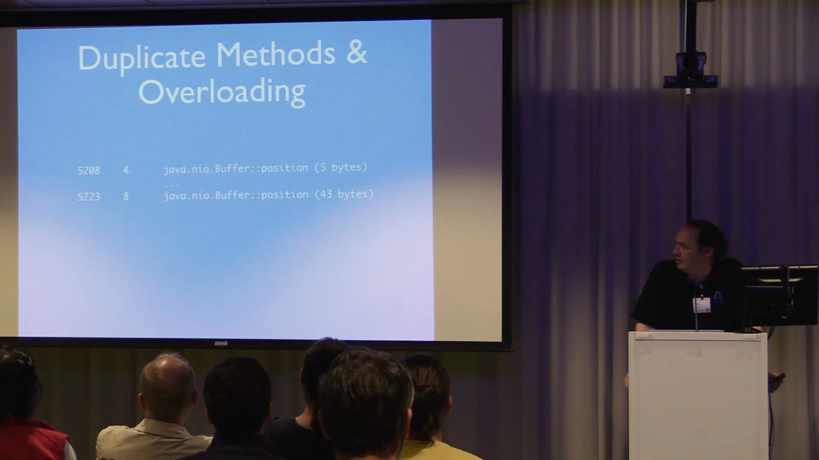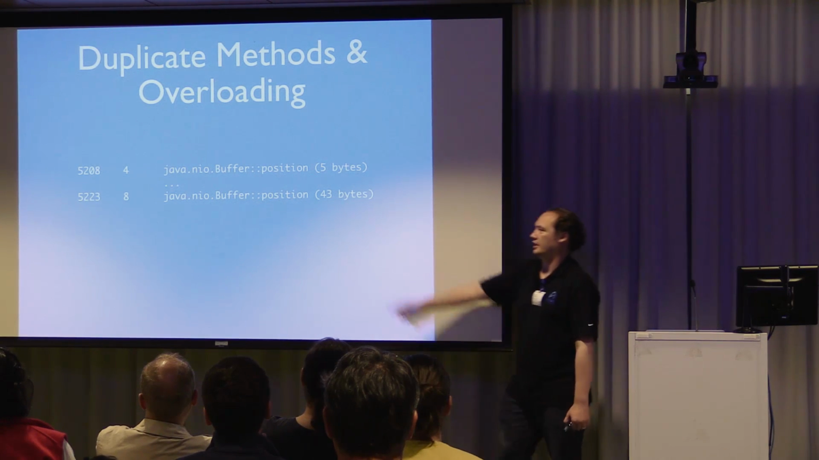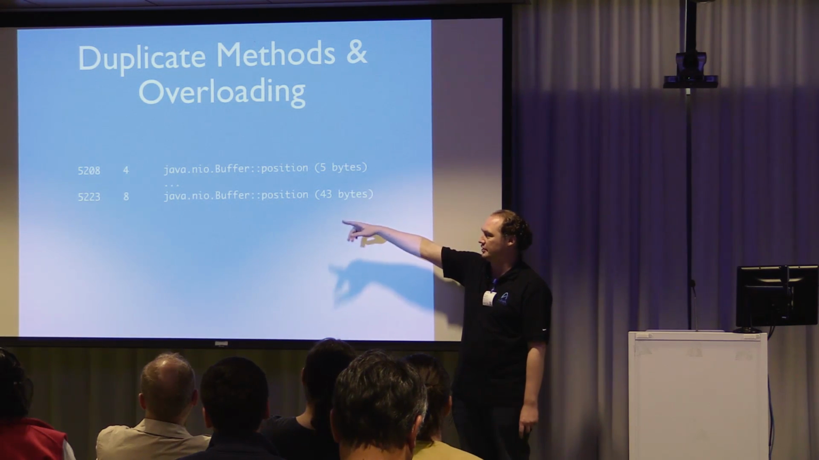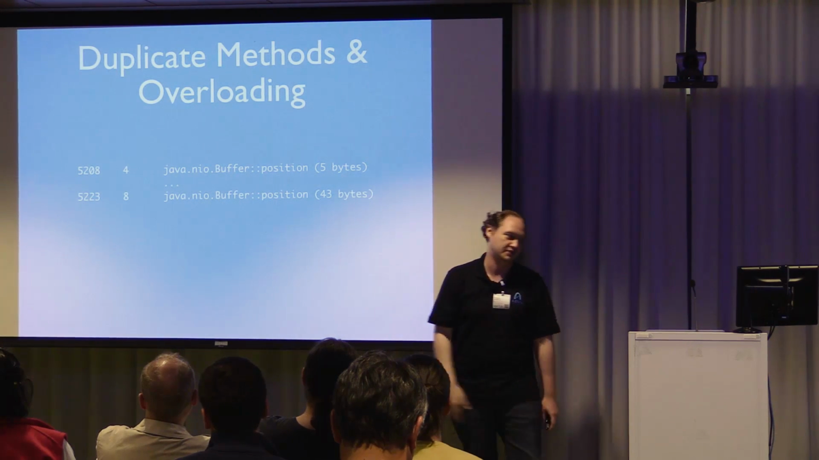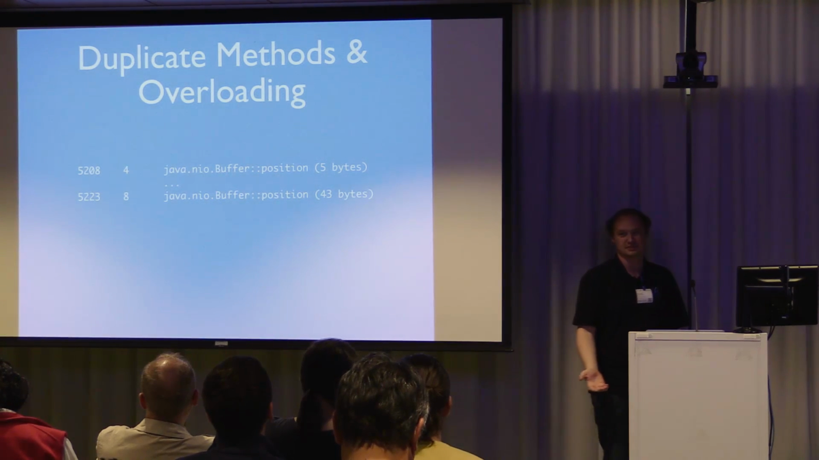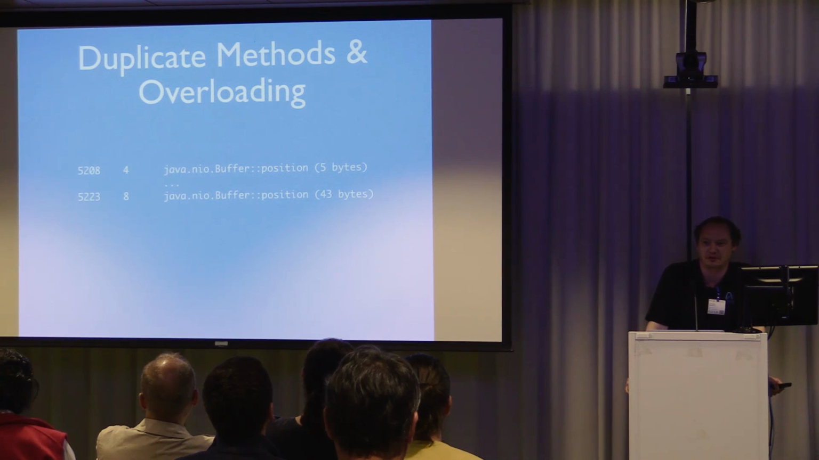This can be a little hard to read because argument types are not included. So I can have something like this: java.nio.Buffer.position at 5 bytes and java.nio.Buffer.position at 43 bytes. Those are two different methods with different overloaded arguments. Here you can probably guess that the one that is 5 bytes is a wrapper around the one that is 43 bytes, which contains the real implementation.